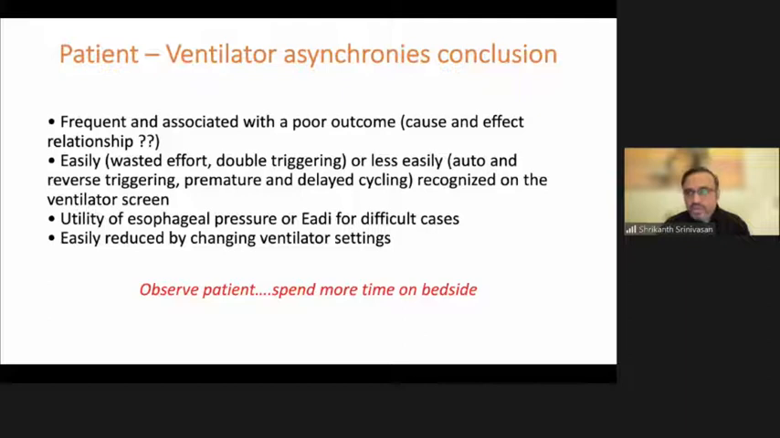And then once we know what the basic problem is, we can always try to manipulate this entire problem by changing the ventilatory settings. So we have to observe the patient and spend more time at the bedside. And even now, if most of us go back and look at our patients' ventilator screen scalars, you can actually recognize one or two asynchronies easily, and sometimes much more than that. So, as I told you again, friends, it depends whether we need to deal with it or not. Asynchrony is bad. Sometimes it's unavoidable.